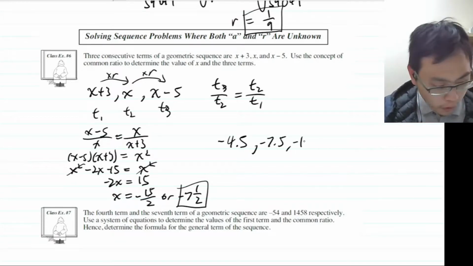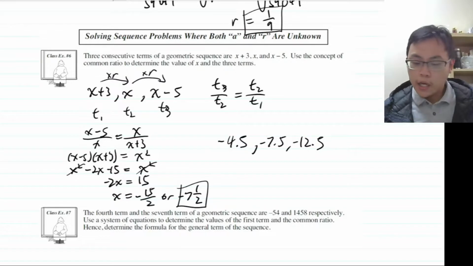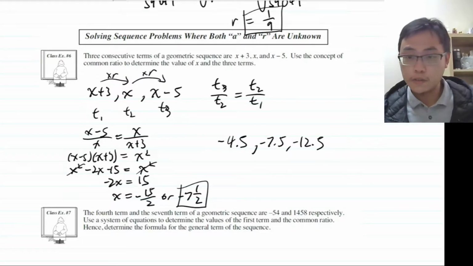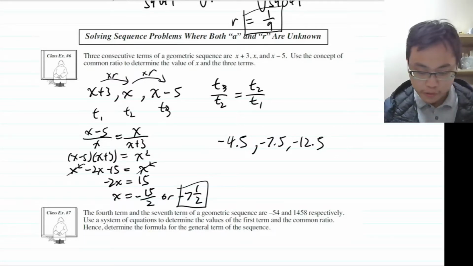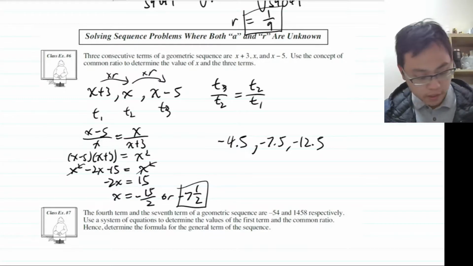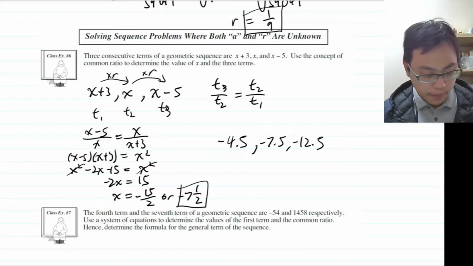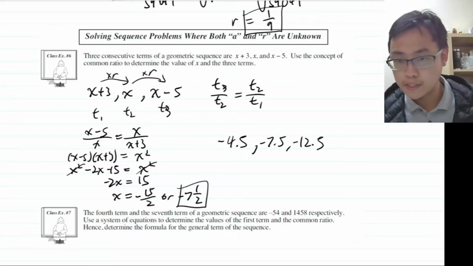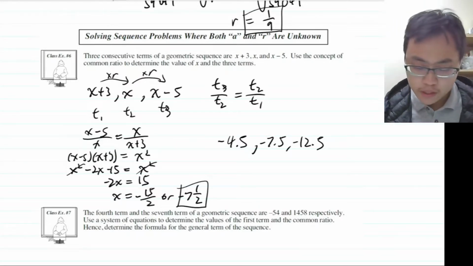Okay, how do we confirm that this is a geometric sequence? Just divide. If I do 7.5 divided by 4.5, it's 1.666. 12.5 divided by 7.5 is also 1.6666. Okay, so this is a geometric sequence.